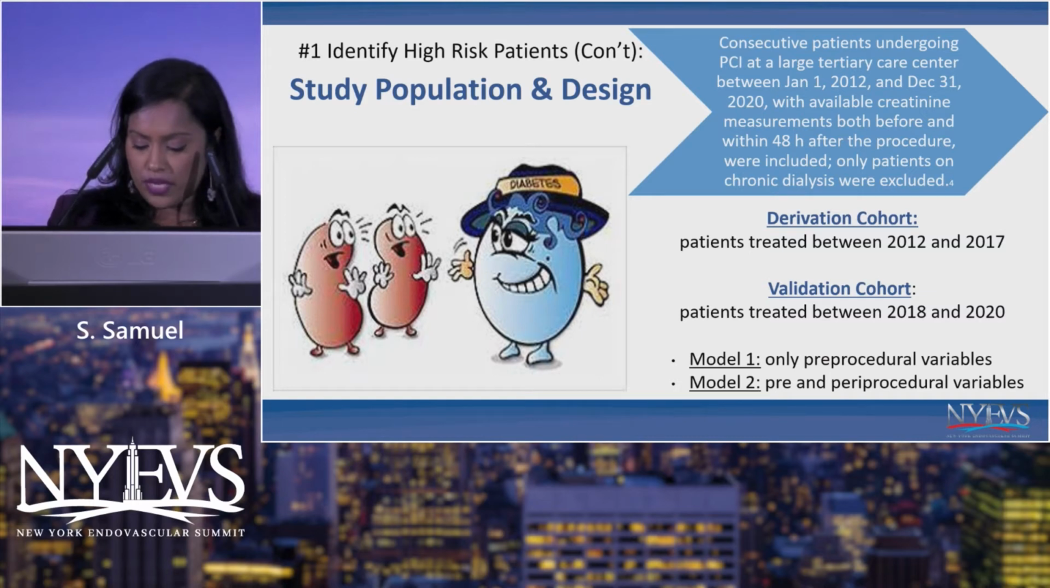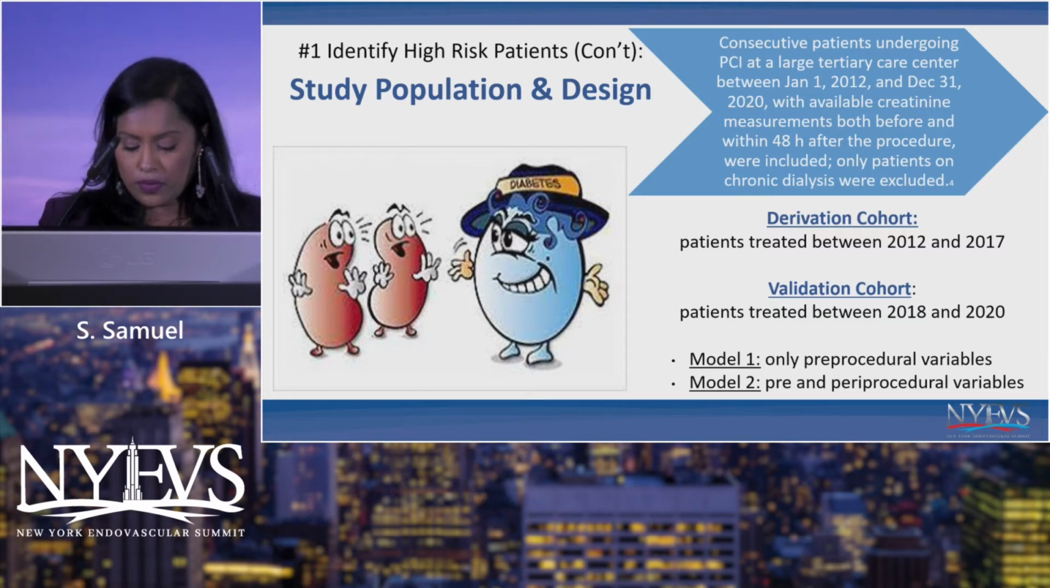So the study population for the new and recalibrated risk scores was designed based on patients who had a PCI at Mount Sinai Hospital from 2012 to 2020, had available creatinine measures both before and within 48 hours after the procedure, and were not on chronic dialysis. The study design was split up into two parts.